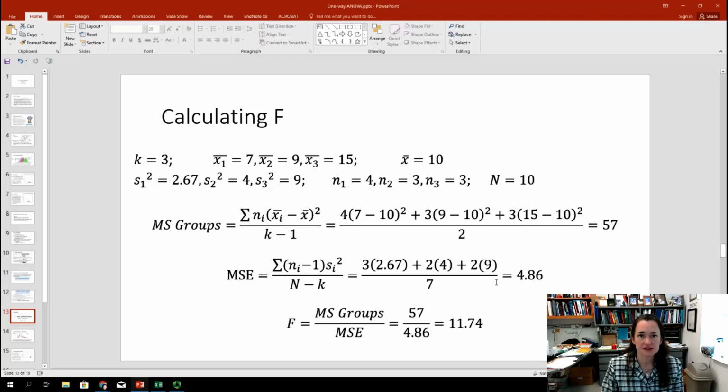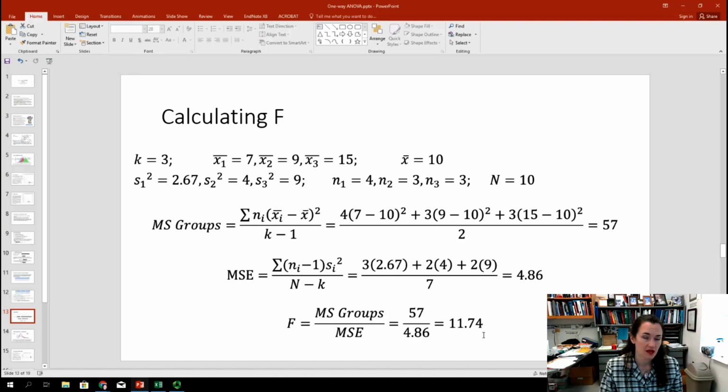Remember, big N is the total number of participants for all these weight loss programs, which is 10, minus the number of groups, which is 3. And 10 minus 3 is 7. So when you divide the numerator by the denominator here for MSE, you get a value of 4.86. Now we can calculate our F-statistic. The F-statistic is MS groups divided by MSE, which is 57 divided by 4.86. And when you do that division, you get an F-statistic of 11.74.